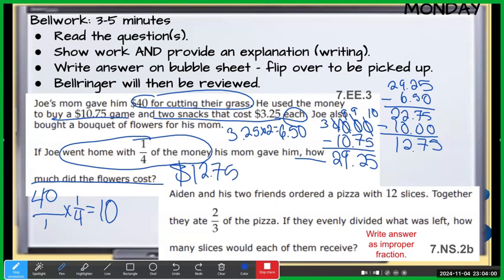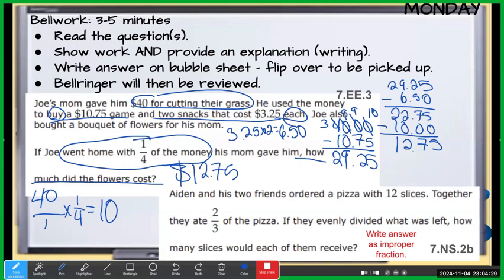Talk to her. What happened? This was a multi-step problem. A lot of people missed it because at first he started out with $40, but then he went to buy a game, which means you have to subtract. And $40 minus $10.75 is $29.25. Good job. And then he bought two snacks that cost $3.25 each.